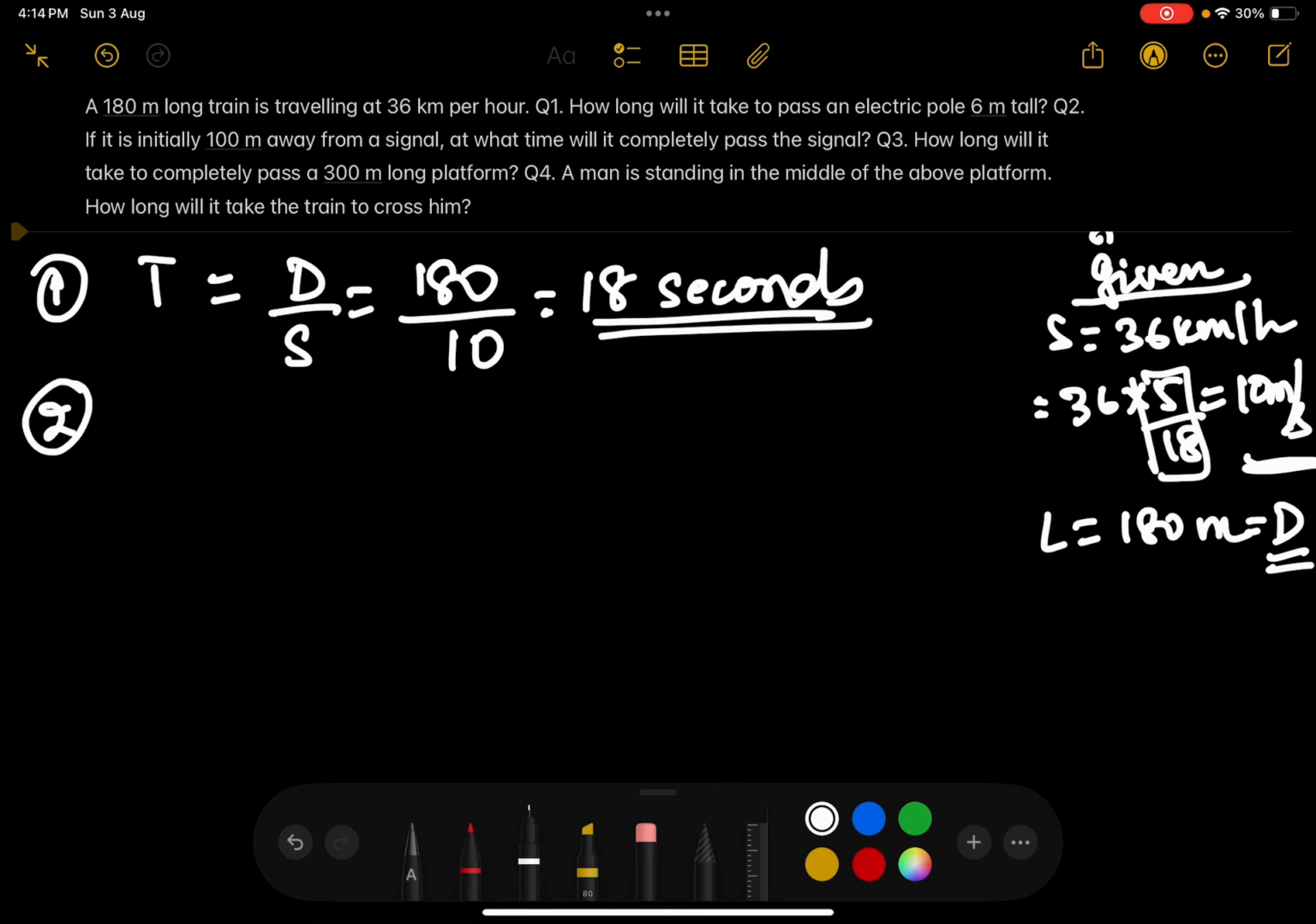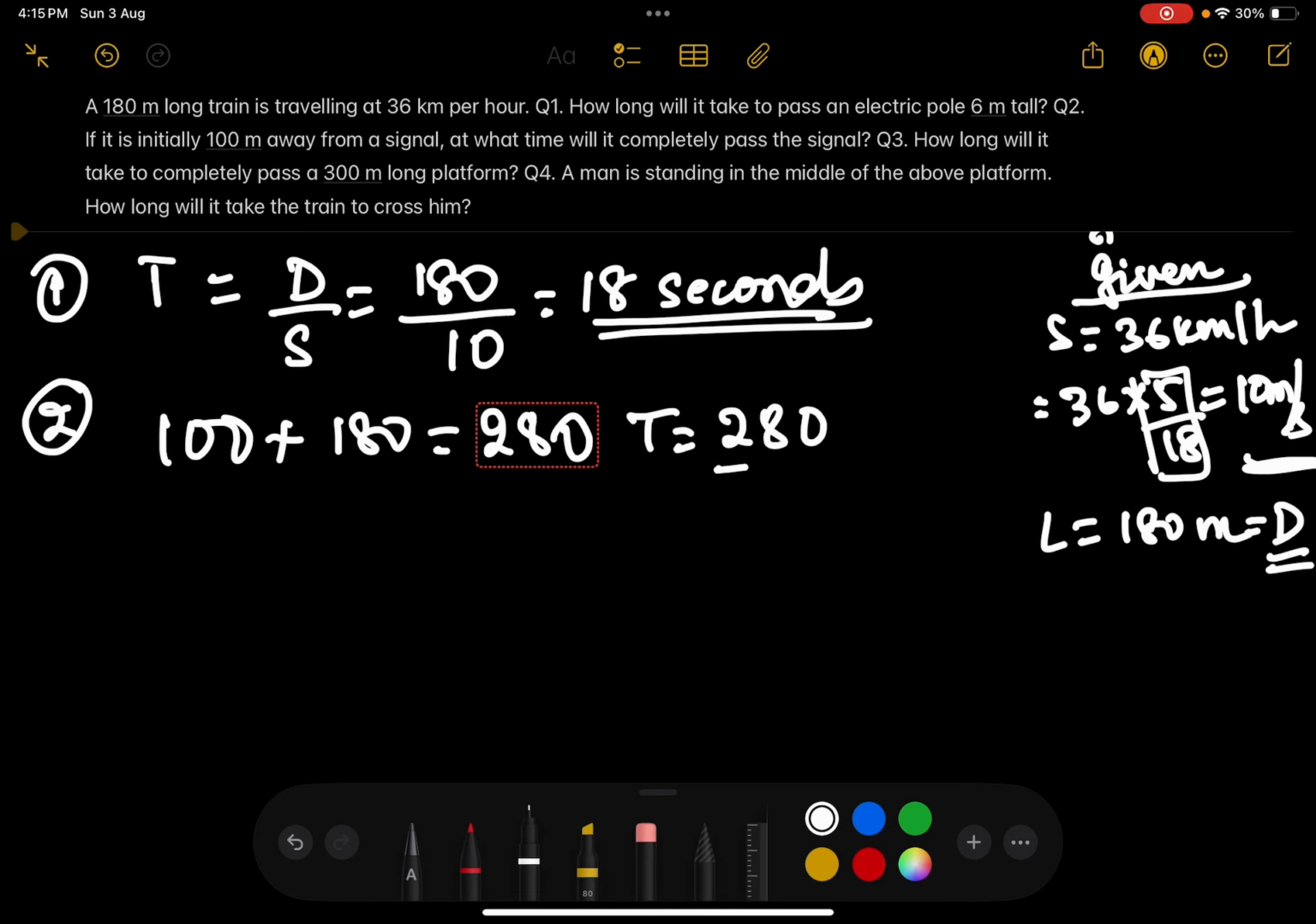Second, if the train was initially 100 meters away from the signal, at what time will it completely pass the signal? It is already 100 meters away, so it has to first travel that 100 meters. Additionally its own length is 180 meters, so the entire train from start to end has to cross that signal. So the total distance it will be traveling is 280. Time will be distance by speed, which is 28 seconds.